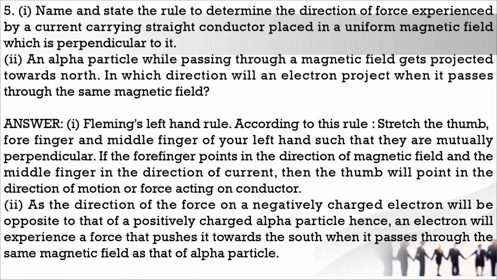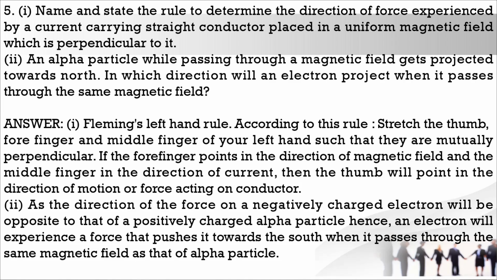First answer, Fleming's left hand rule. According to this rule, stretch the thumb, forefinger and middle finger of your left hand such that they are mutually perpendicular. If the forefinger points in the direction of magnetic field and the middle finger in the direction of current, then the thumb will point in the direction of motion or force acting on the conductor.